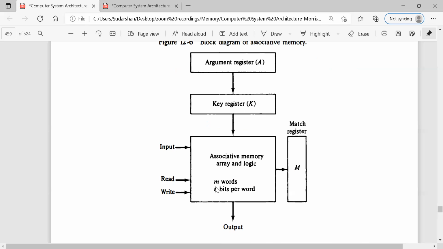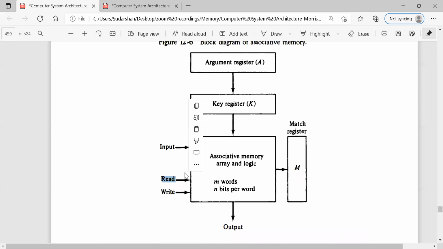How many bits are there? N bits are there. The N bits can be zeros, indicating that there is no match. Otherwise, whenever there is a match, you can send the output as the corresponding word in the associative memory. Assume the word M is going to match with the content of the argument register. The word M can be directly sent to the output without performing the reading operation, assuming there is only one word that matches.